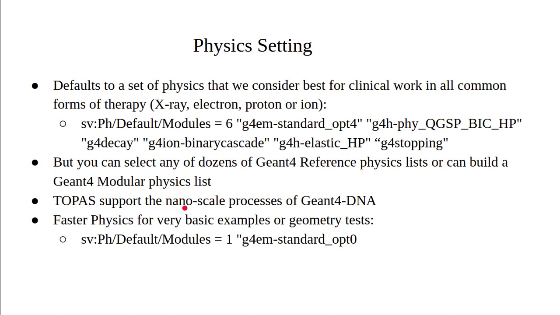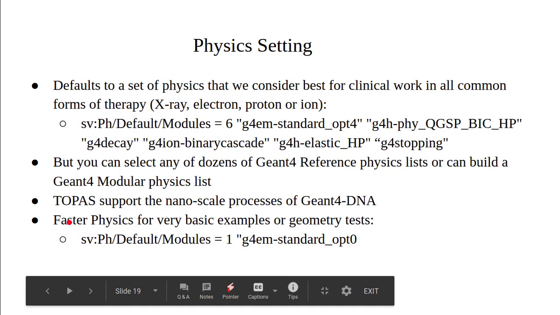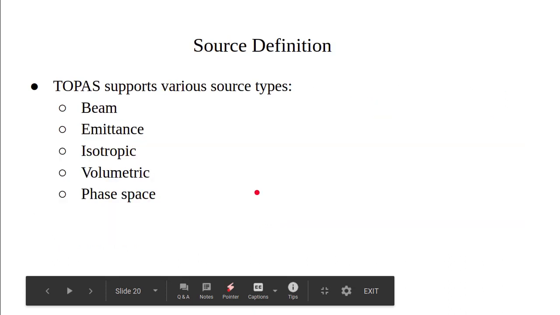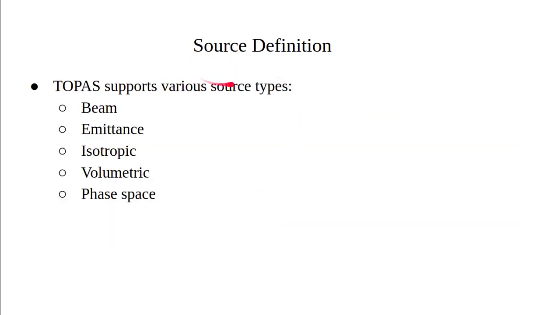TOPAS supports nanoscale processes or similar, so you can use the physics list defined for GEANT4-DNA as well for faster physics, and for basic tests or examples you can use the G4 EM standard option 0 of the physics list given in TOPAS.